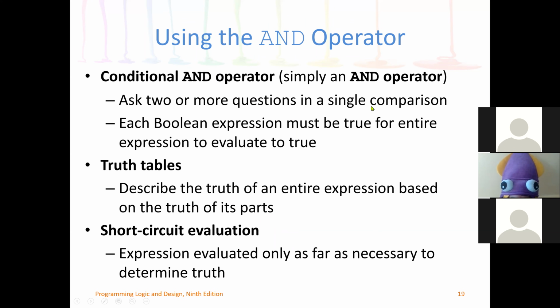So as in our example, the nested if statement asks two questions in two different ways. But with the AND operator, all the questions are like one question together. We combine it using the AND operator. We also have what we call the truth tables for the AND operator or the logical operators. Normally, the truth table will describe the truth of an entire expression based on the truth of its parts.